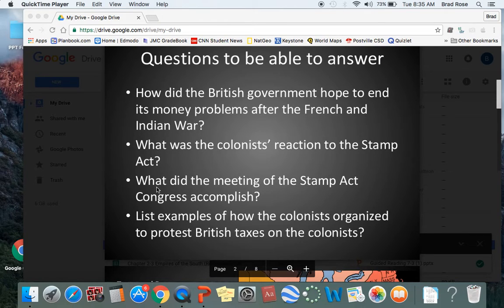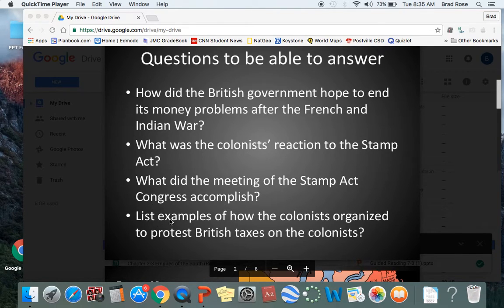Third question, what did the meeting of the Stamp Act Congress accomplish? So again, this is another result question. You have the Stamp Act Congress. What happened as a result of the Stamp Act Congress?